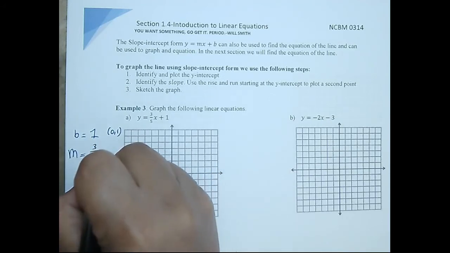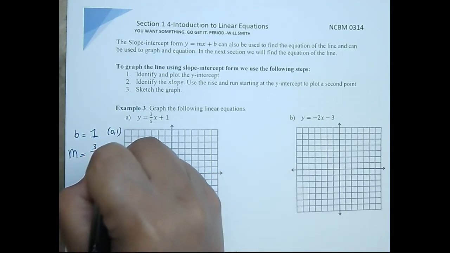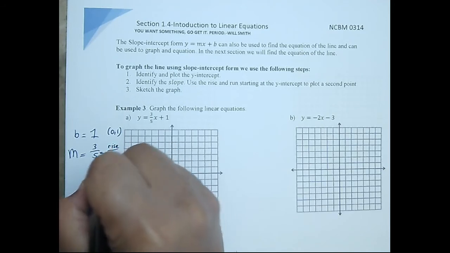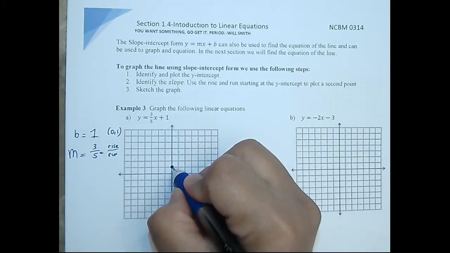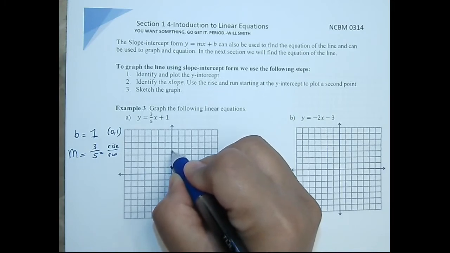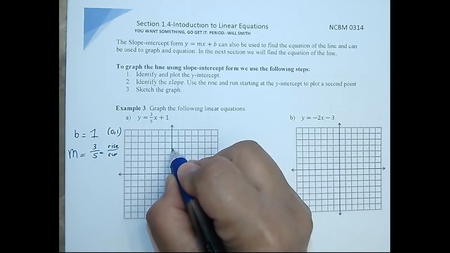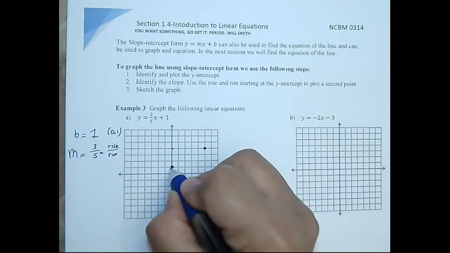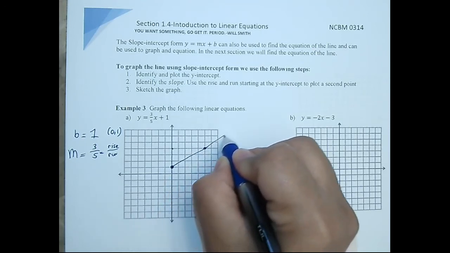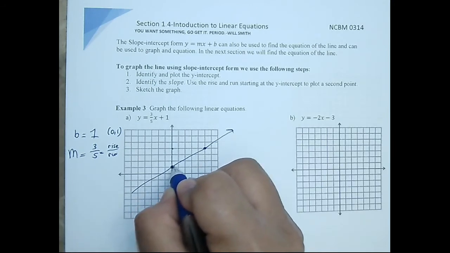And then for the slope, we're going to say that the 3 is your rise and the 5 is your run. So from our y-intercept, we're going to go up 3, 1, 2, 3. And then we're going to run to the right 5, 1, 2, 3, 4, 5. Since this is a line, all we need is 2 points to graph the line.